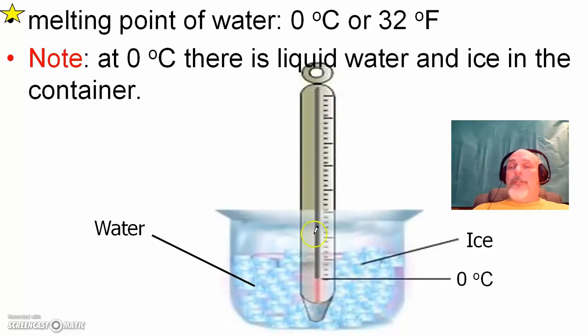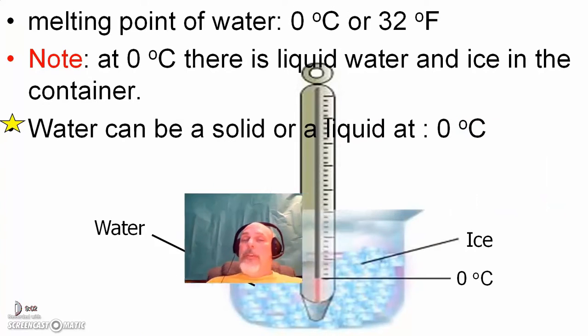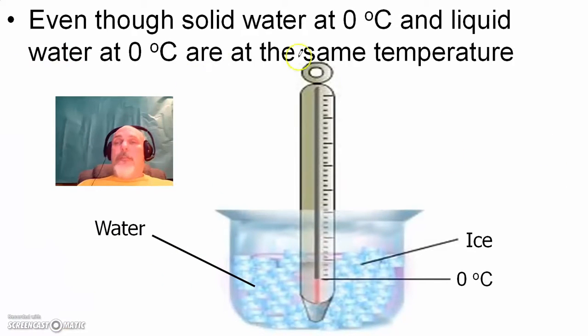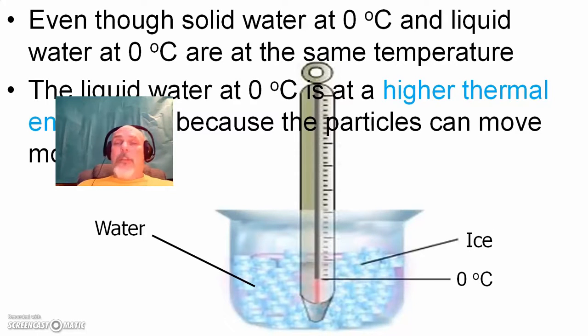Please note that at 0 degrees, that's the temperature the thermometer is at in this drawing, there is solid ice and there's also ice in liquid form. You are going to have both liquid water and solid water or ice in the container at 0 degrees Celsius. Water may be a liquid or a solid at 0 degrees Celsius. Even though solid water at 0 degrees Celsius and liquid water at 0 degrees Celsius are the same temperature, are they the same energy level?